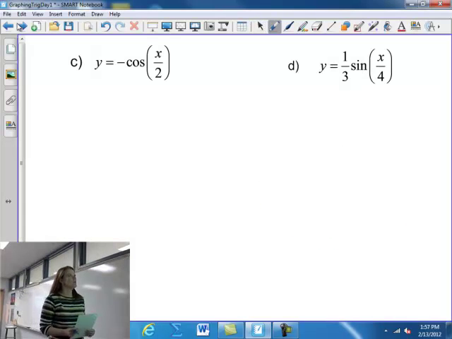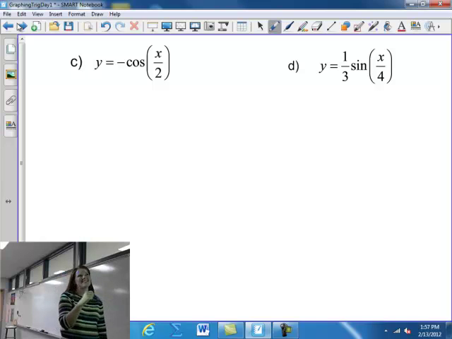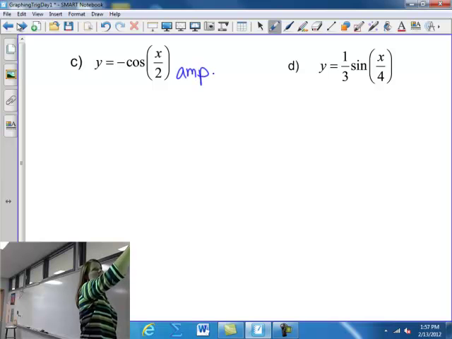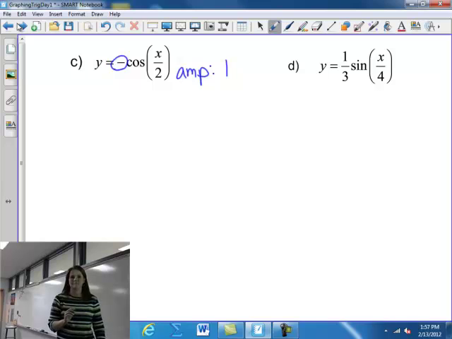Okay, so we've got y equals negative cosine of x over 2. Oh, you give me the hard one. You picked them. Okay, well, I know that there's not anything being multiplied in front, so my amplitude should still be 1 because it's a distance. So what does this negative outside mean? Well, when the negative was outside, we got the opposite y values.